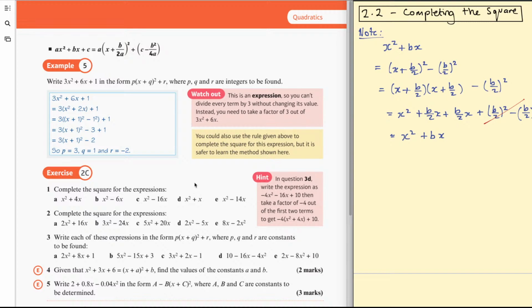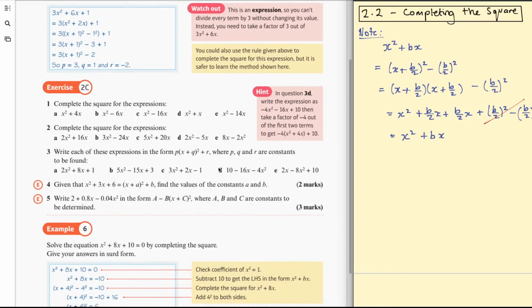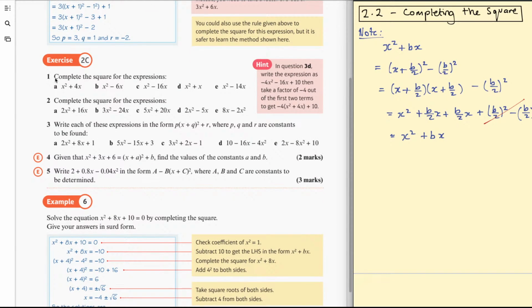All right, lots of tips here. Let's go ahead and do a couple of problems. We're doing exercise 2C. Question 1.